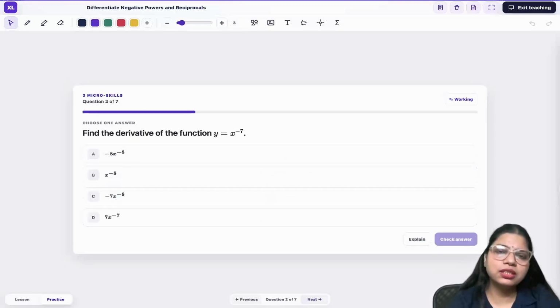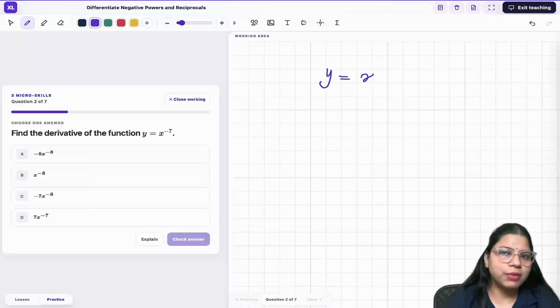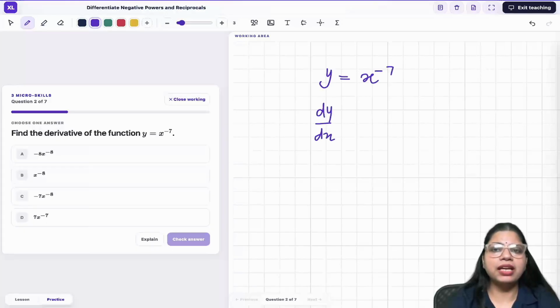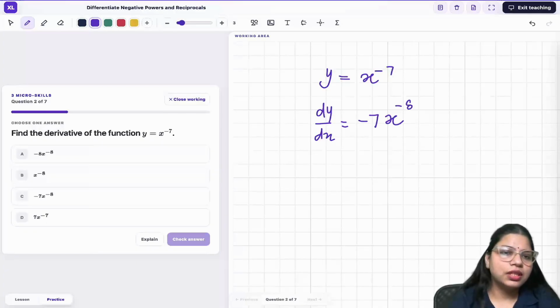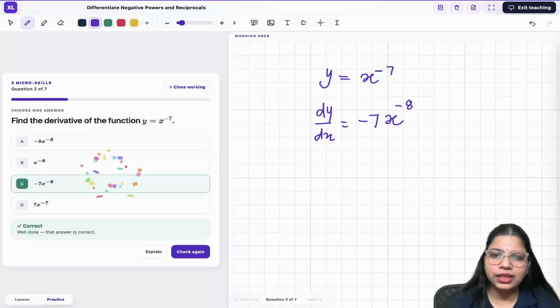Let's move to the next question. Again, it's quick, no working is required, but let me just show you one over here. X to the power of minus 6. If we find out the derivative, we're going to be getting minus 7. I said minus 6. Minus 7 minus 1 is minus 8. So that gives us minus 8, I guess. This is the answer.